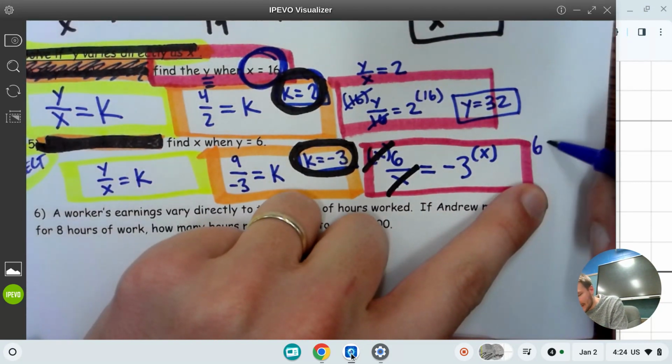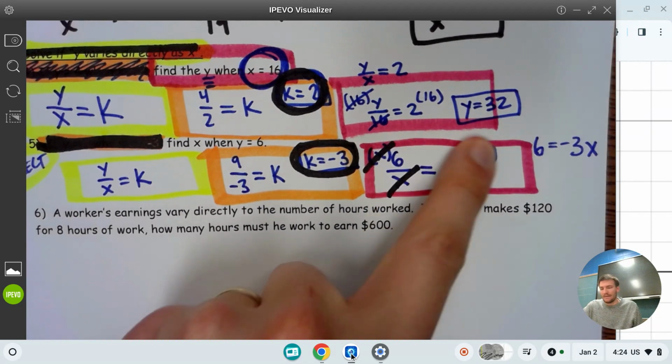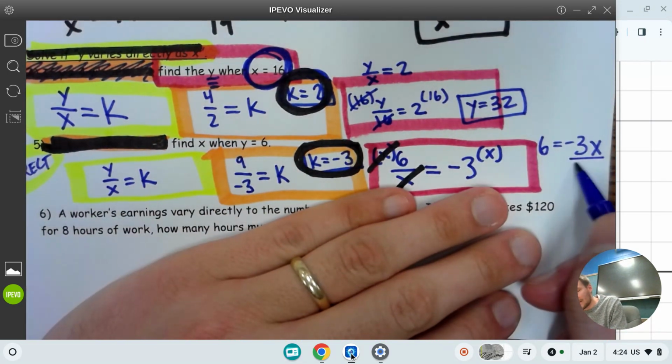I'm going to have 6 equals -3 times x. I don't have any more fractions. But I'm not done yet. Last time I was done, but this time I'm not quite done yet. I have to finish this question with divide.